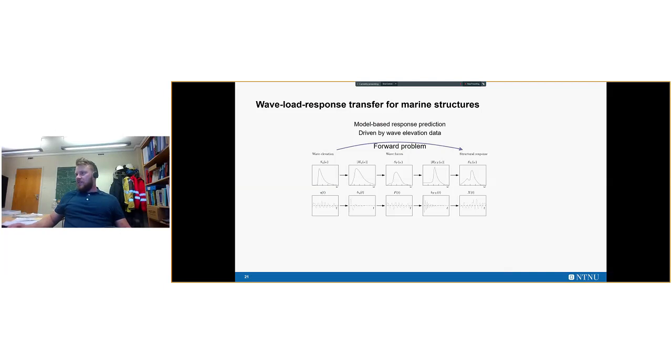And this can be analyzed in two ways, as we have seen before. We have the forward approach and the inverse approach. And since for the Bergsøysundbrua bridge we have both acceleration data available, so the structural response, as well as the wave data available, we are able to attack this problem from both the forward angle and the inverse angle.